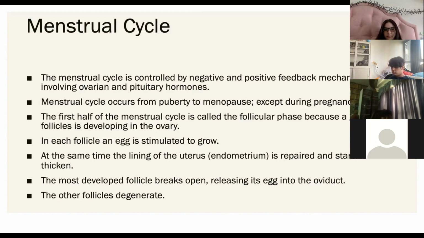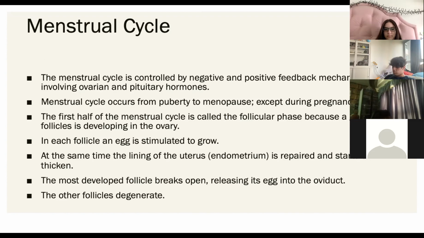While this is happening in the ovary, the uterus is also preparing itself for the pregnancy. So at the same time, the endometrium, or the lining of the uterus, is being made, all right, and it starts thickening.